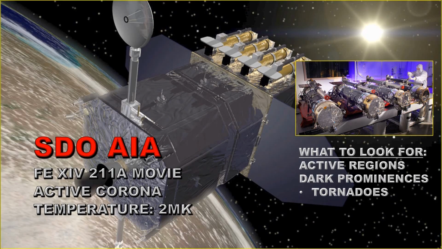Higher again in the corona, we look at the active corona using the iron 14 line at 211 angstroms. Here you see active regions, and on the limb you can often see dark areas, which are sometimes called tornadoes because they twist around. These are, again, prominences seen in absorption in this particular channel.